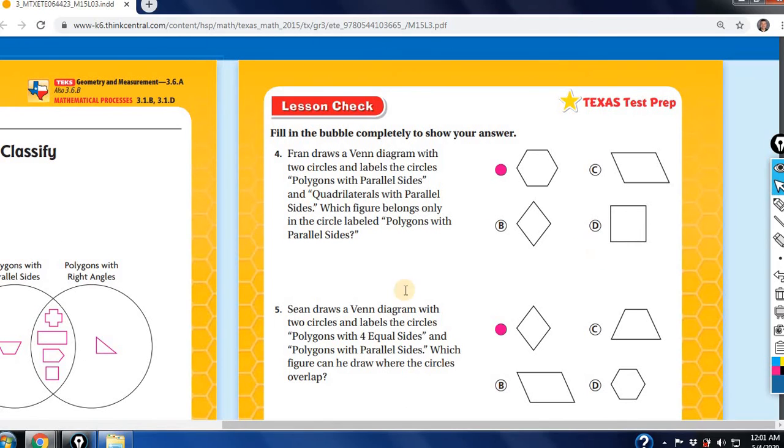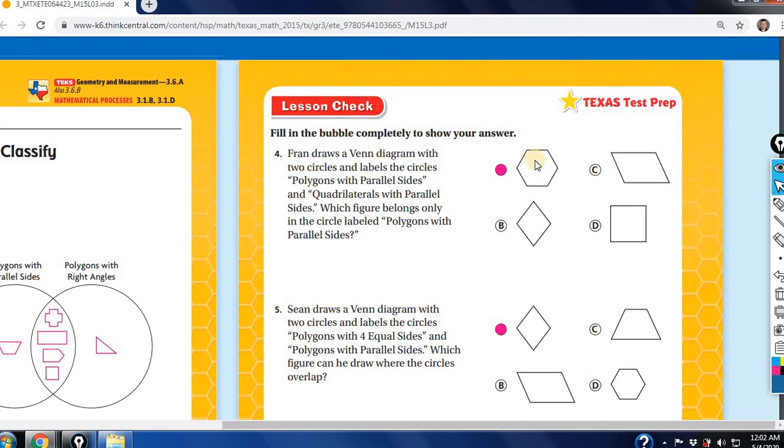So the next one, we're looking at Venn diagrams. Fran draws a Venn diagram with 2 circles and labels the circles polygons with parallel sides and quadrilaterals with parallel sides. Which figure belongs only in the circle labeled polygons with parallel sides? So it has to have only polygons with parallel sides. It cannot be a quadrilateral. So if you look right here, the only one that's not a quadrilateral is this one.